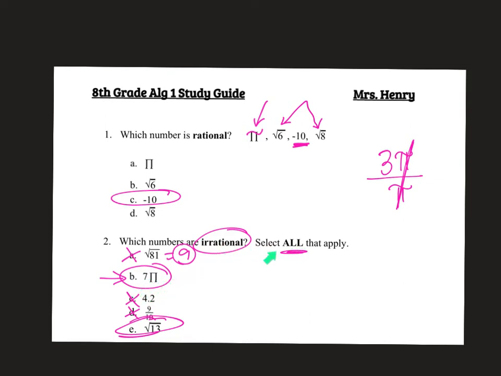So if you are selecting all irrational numbers on this one, we chose B and E, because A is a perfect square: square root of 81 gives you 9. C is a terminating decimal. D is written as a fraction. So those are all rational numbers. We want irrational, so B and E are correct.